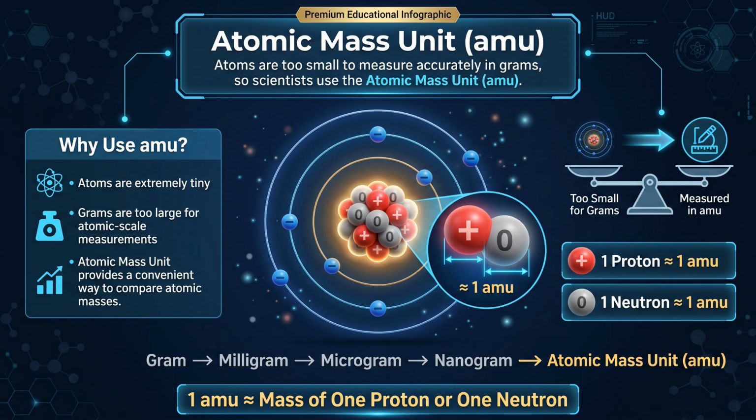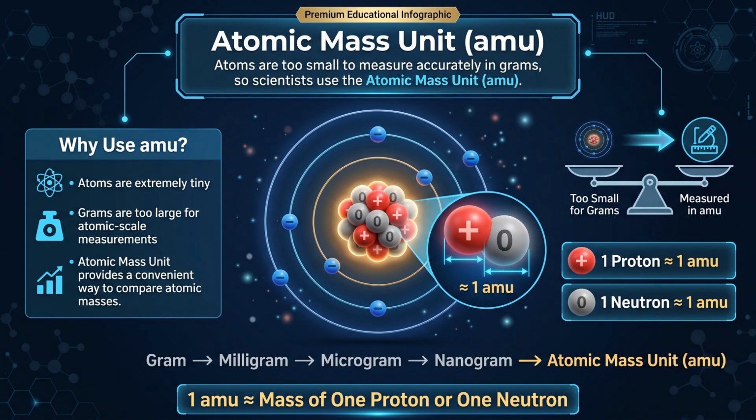In addition, the atomic masses listed on the periodic table are weighted averages of all naturally occurring isotopes of an element. For example, chlorine exists naturally as two major isotopes, chlorine-35 and chlorine-37. Because both isotopes occur naturally in different proportions, the average atomic mass shown in the periodic table is approximately 35.45 AMU, not exactly 35 or 37. This decimal value represents the weighted average mass of all naturally occurring chlorine atoms.